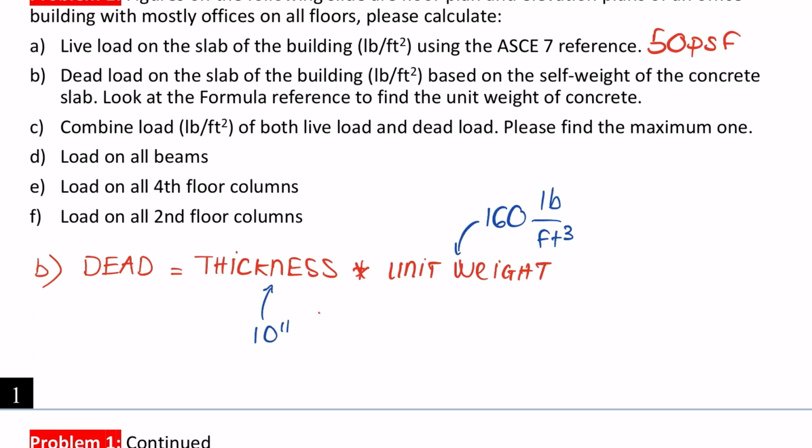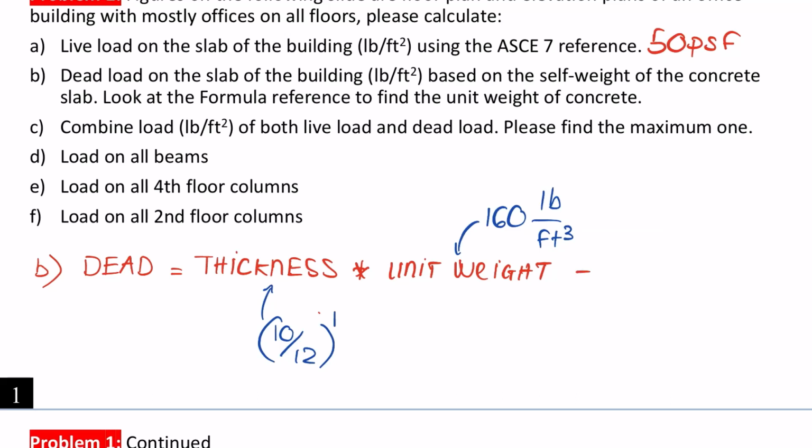Is that correct? Do we miss anything? The unit weight is in feet, so this one must be in feet as well. This one cannot be in inches. So what you need to do is convert this one to feet. So we have 10 divided by 12 feet.